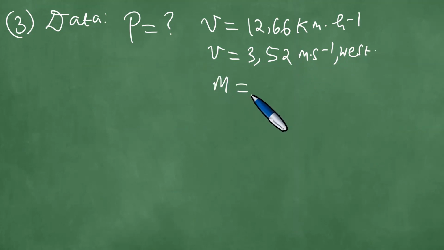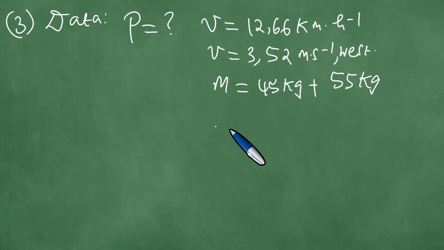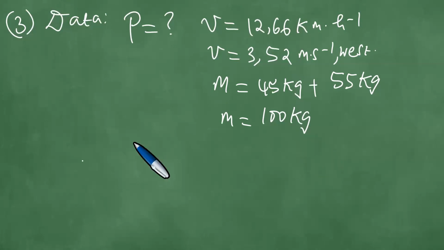The mass is 45 kilograms plus 55 kilograms. And therefore, if you add these, what do you get? 100 kilograms. Okay, this is the mass.